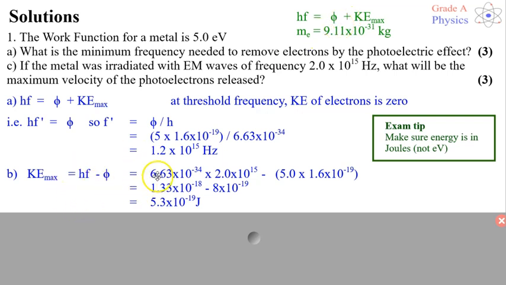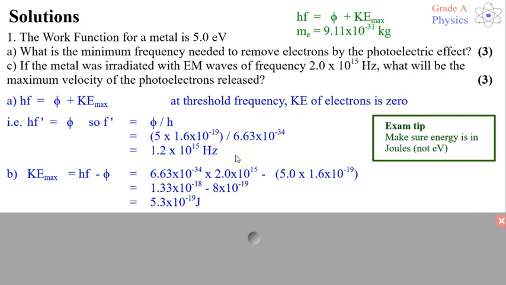So we have hf, which we can calculate: Planck constant multiplied by the frequency we're given. Take away the work function as we did before in joules, so multiply 5 by 1.6 × 10^-19. And we should end up with a positive value, and it should be a really tiny value as expected. So 10^-19 sounds about right.